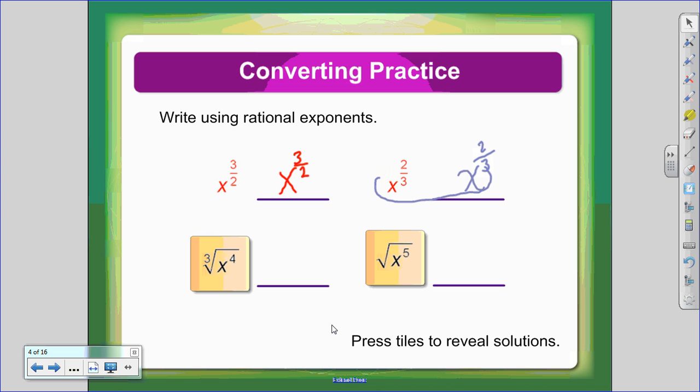Now pause the video right now and you try this one here and this one here and see if you get the right answer. Okay, so the answer to this one would be x to the 4/3, and this one would be x to the 5/2.